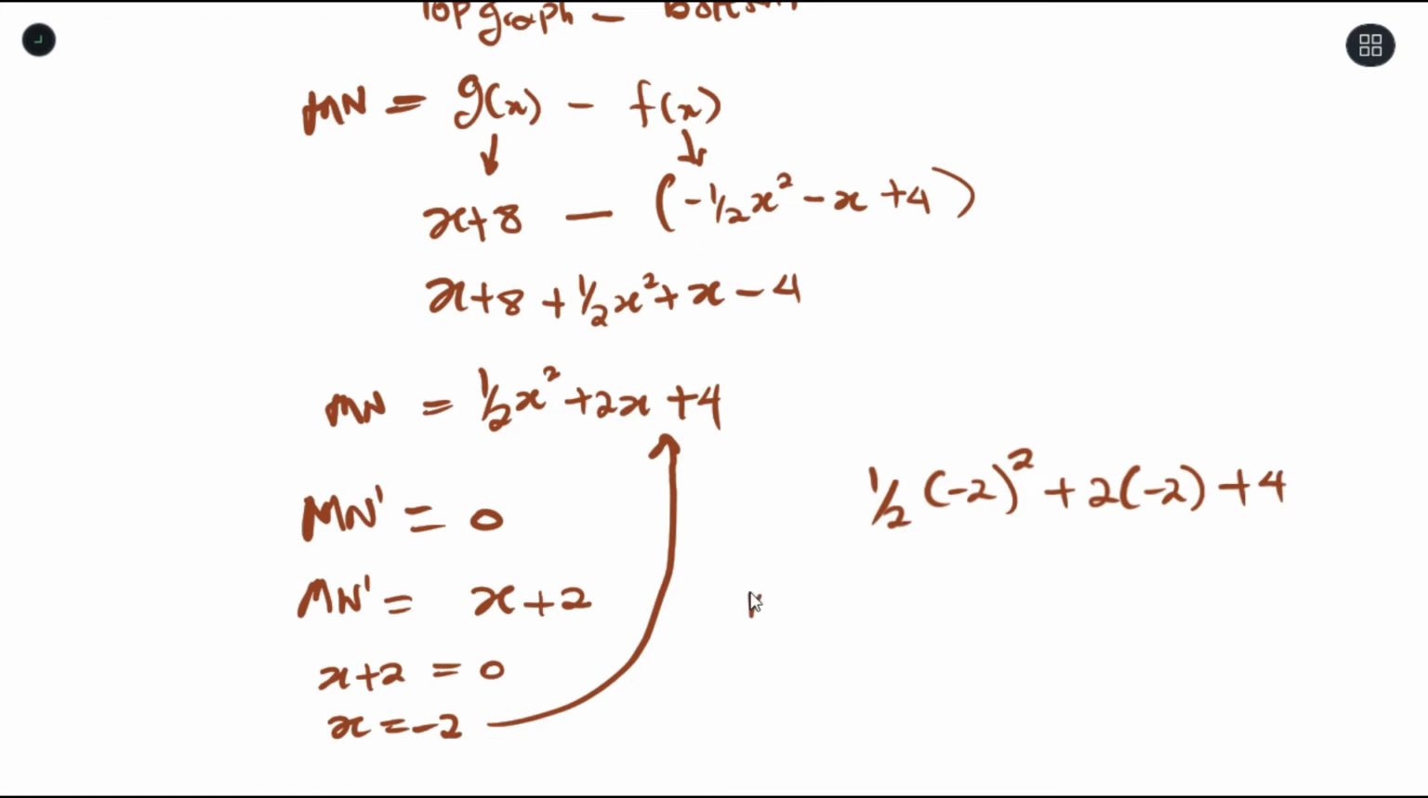So definitely our minimum length would be equals to, this here is 4, that makes that 2, then this here is negative 4, and that cancels out. So our minimum length is 2 units. Yeah, and that will be your answer. That's it.